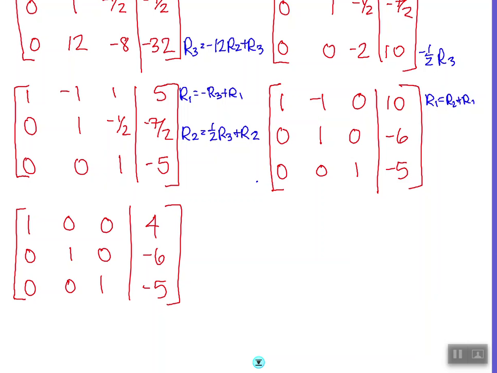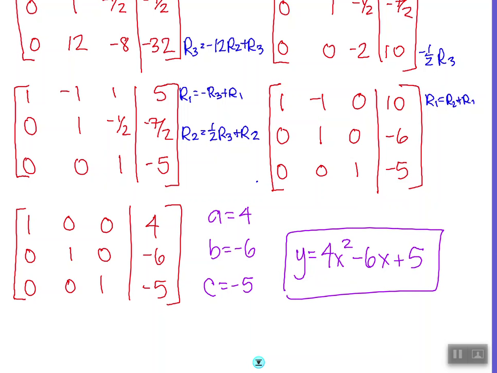Now my matrix is in reduced row echelon form. So my solution is that A is 4, B is negative 6, and C is negative 5. So that gives me the quadratic y equals 4x squared minus 6x plus 5. And if you graph that in your calculator or using Desmos, you can verify that our 3 points are in fact on that curve.